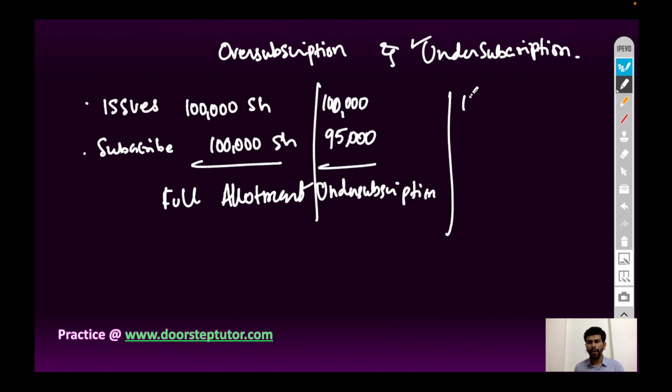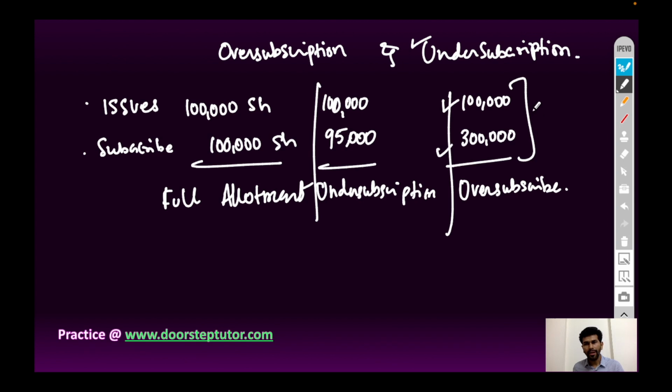But if company issues 1 lakh number of shares but general public applies for 3 lakh number of shares due to reputation of a company or huge demand of shares. So in this case, company cannot issue more than 1 lakh number of shares. So it is a case of oversubscription. Public has subscribed over more than what is issued. Then this is a case of oversubscription.